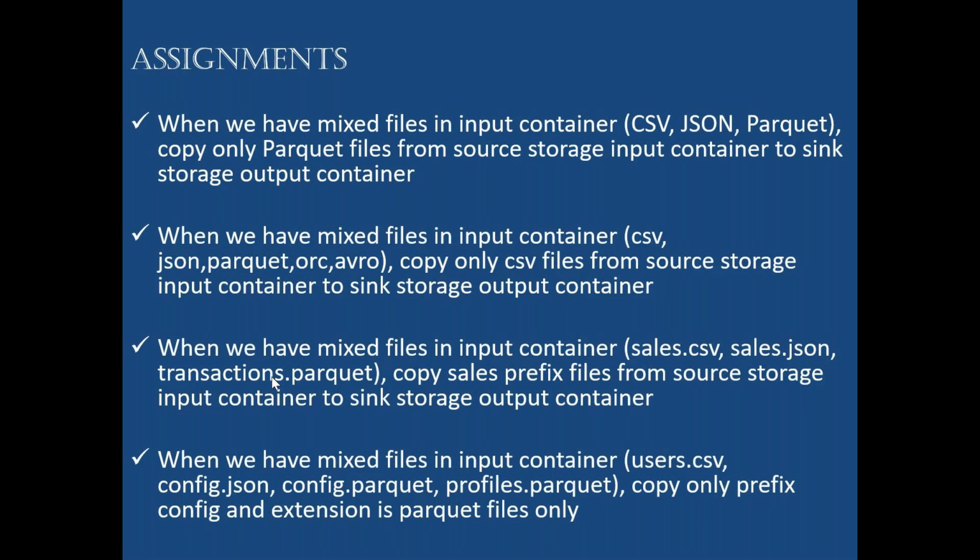Copy only prefix config, and the extension is Parquet, meaning config.parquet. The name should be config. The extension should be Parquet. Config.parquet. Only such types of files you want to load. You should not load all Parquet files, or all config files. See, config.json is there, config.parquet is there. Similarly, config.parquet is there, profile.parquet is there. That's why you should not load config.json. Similarly, you should not load profiles.parquet.